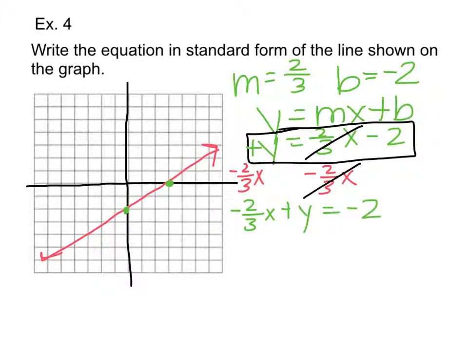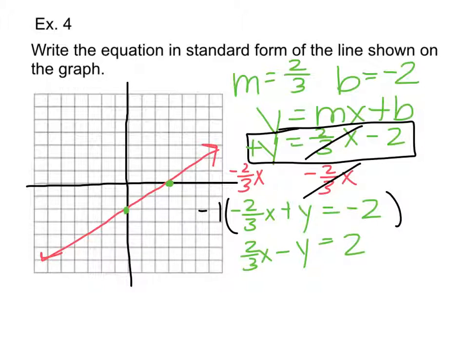Okay, two things wrong with this. We're not finished yet because the first term is a negative and because we have a fraction. So let's do one thing at a time. Let's get rid of the negative first, and that means we're going to multiply everything in here by -1. So a -1 times a -2/3 is going to be a +2/3 x. A -1 times a positive y is going to be -y. And a -1 times a -2 is going to be a +2.